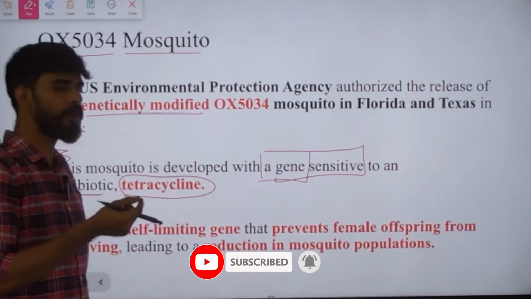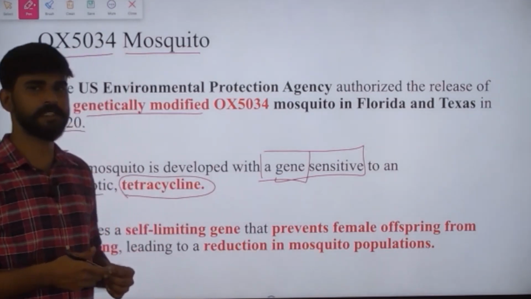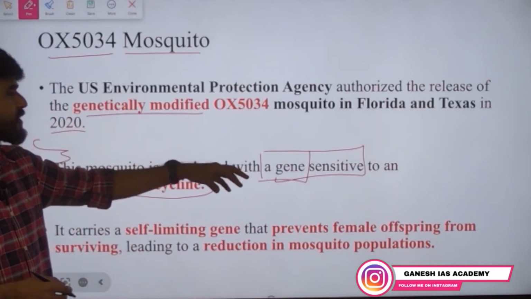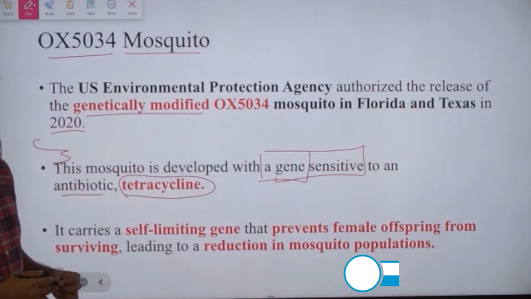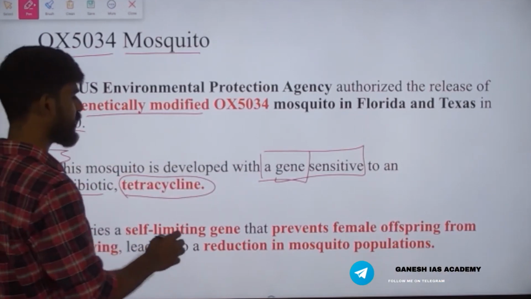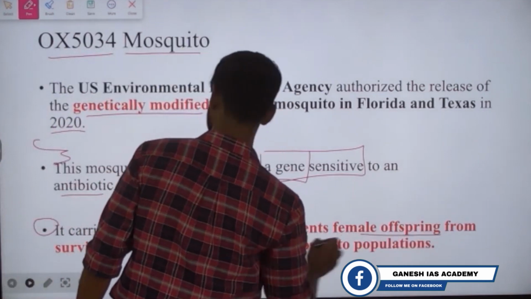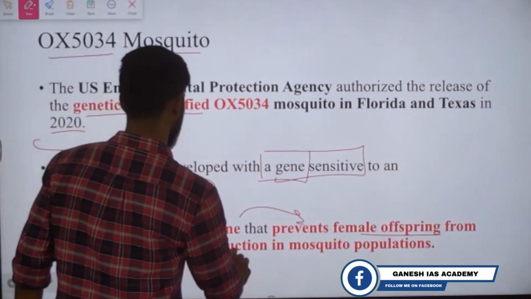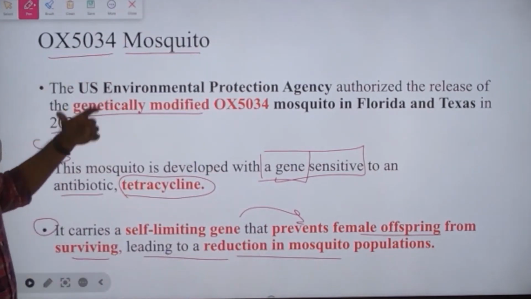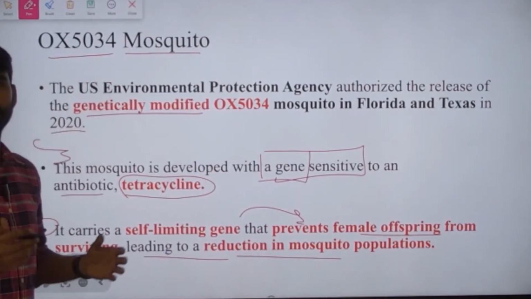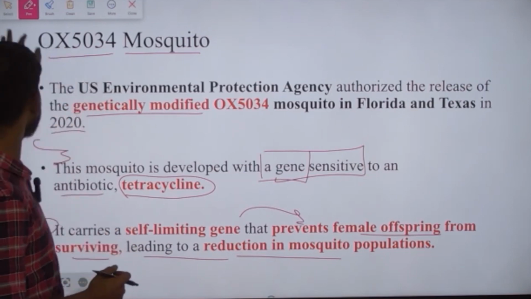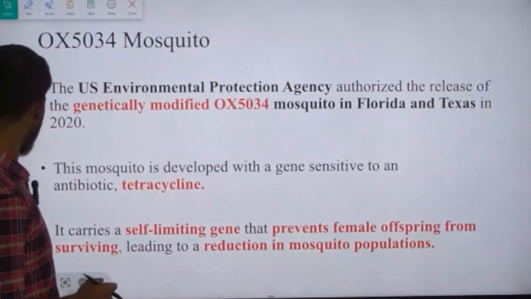So if this antibiotic tetracycline is given, then it becomes sensitive to it. Okay, then it carries a self-limiting gene. What is a self-limiting gene? That is, it prevents female offspring from surviving, and it will lead to a reduction in mosquito population. So this is how this mosquito is going to help in reduction of mosquito population, or mosquito spread. So these points are important.